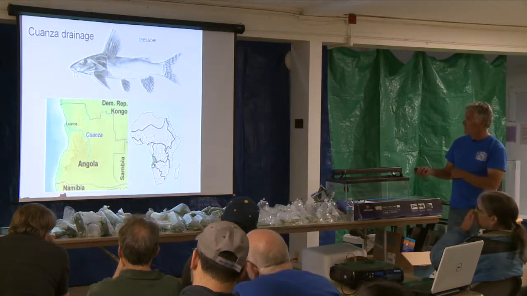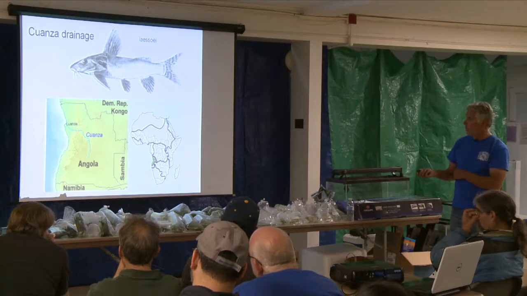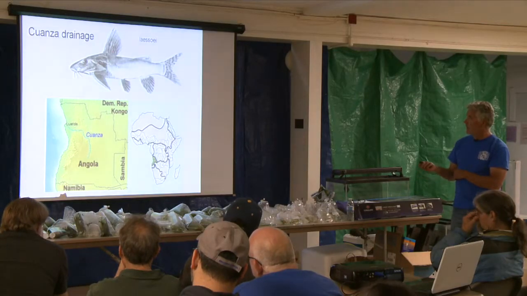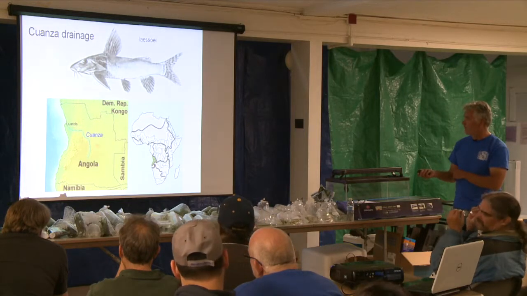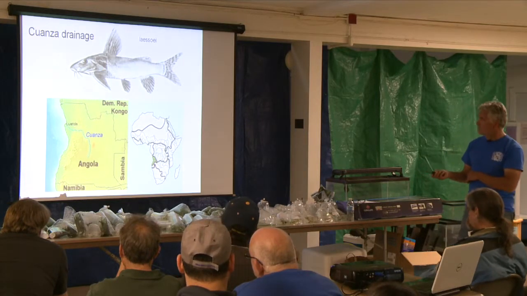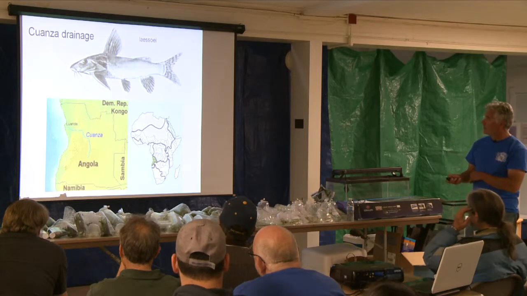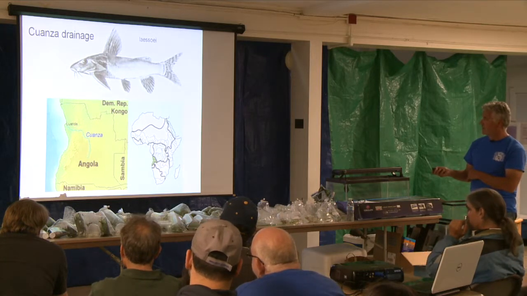The Kwanza drainage is in Angola. There's only the one main river in Angola, and it has 1 Synodontis that's known out of that area, and a few other fish in this area, but it's just this very small drainage, and it's something I've never seen.